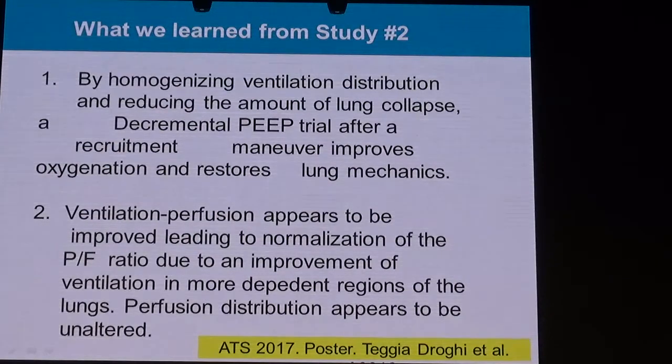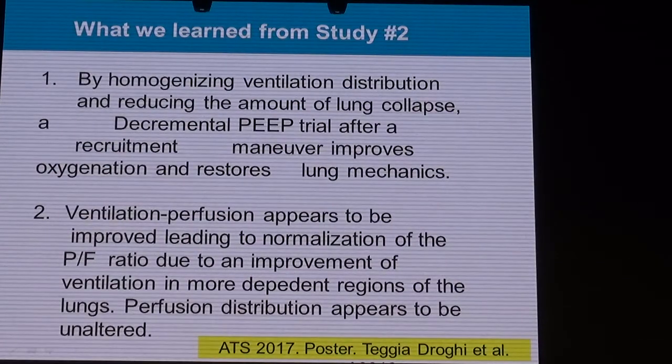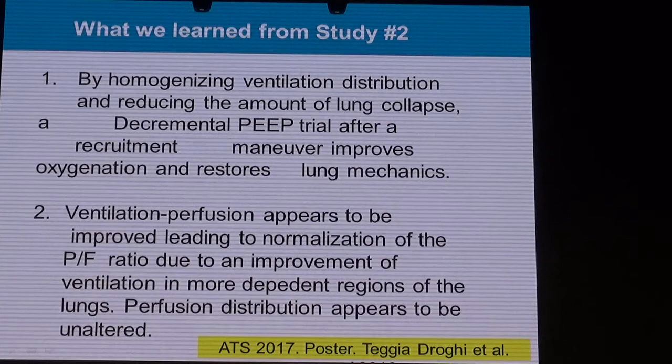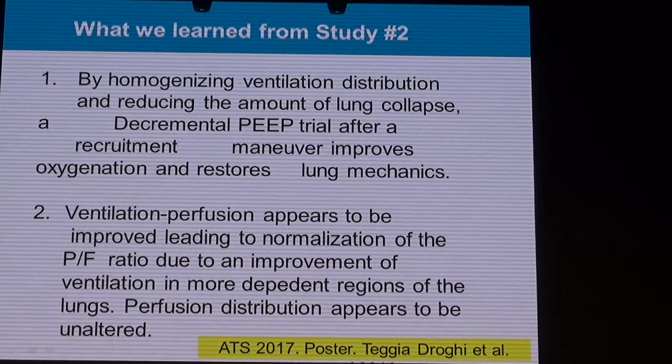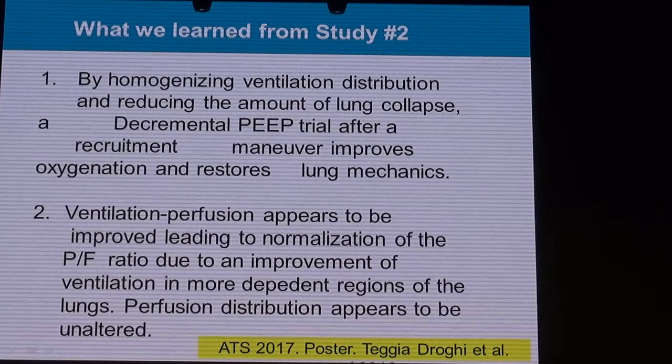So what we learned from this second study was that it was possible to homogenize the lungs by performing a decremental PEEP trial after recruiting the lungs, improving both oxygenation and lung mechanics. But also from a ventilation perfusion perspective, what we learned was that the perfusion distribution appeared not to be altered in this patient population. What is altered is really ventilation distribution.